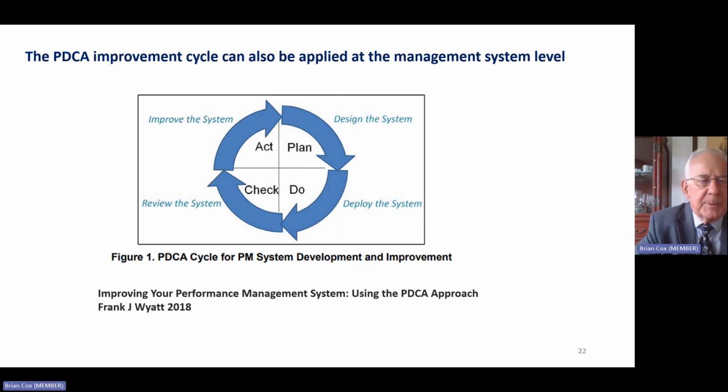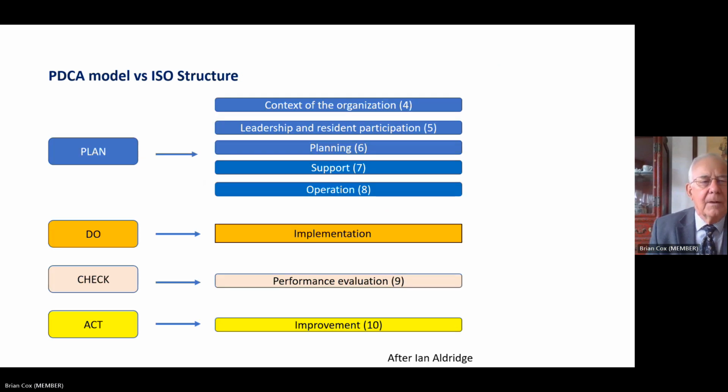So you can also use a PDCA improvement cycle for the complete management system. In this case, we're looking at plan to design the system, do to deploy the system, check to review the system, and act to improve the system. I'm indebted to Ian Aldridge for this chart, which just shows PDCA versus the ISO structure.